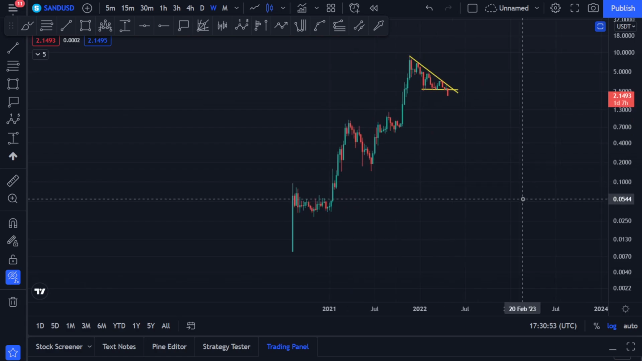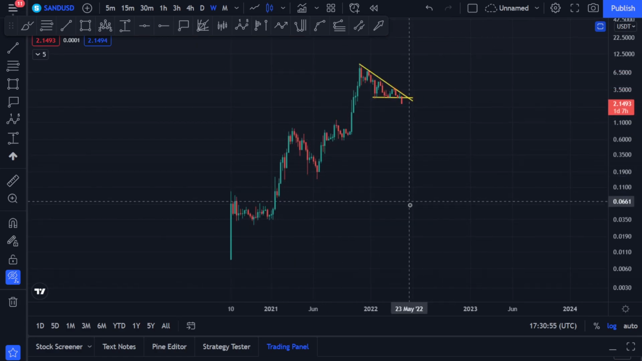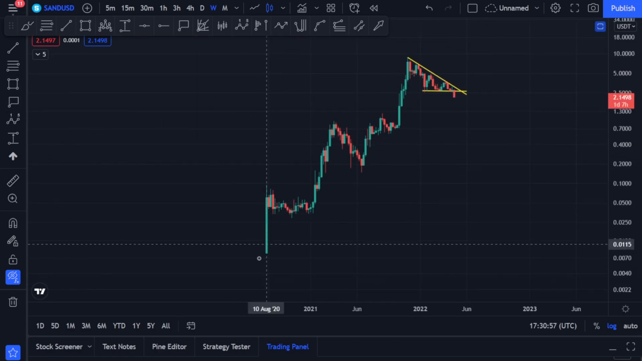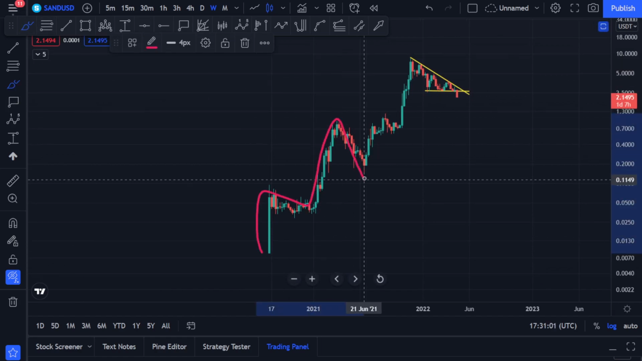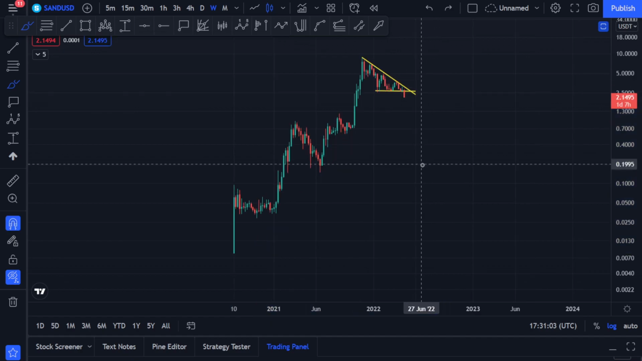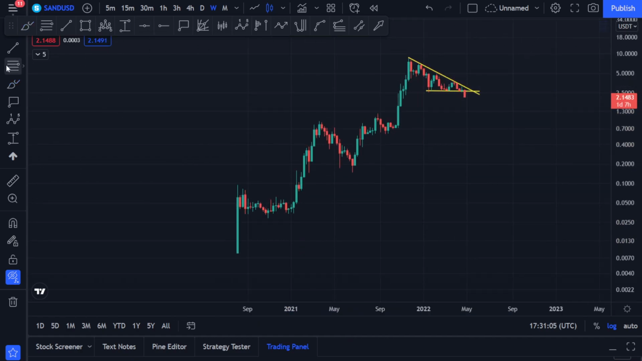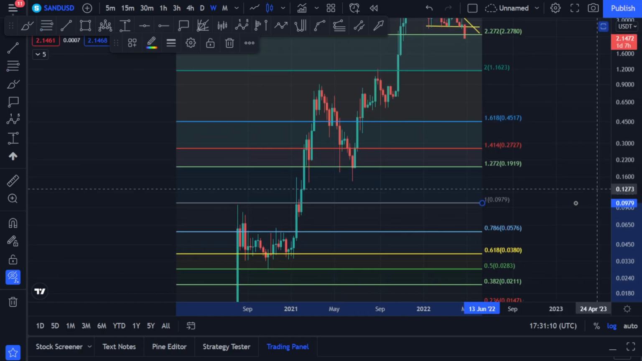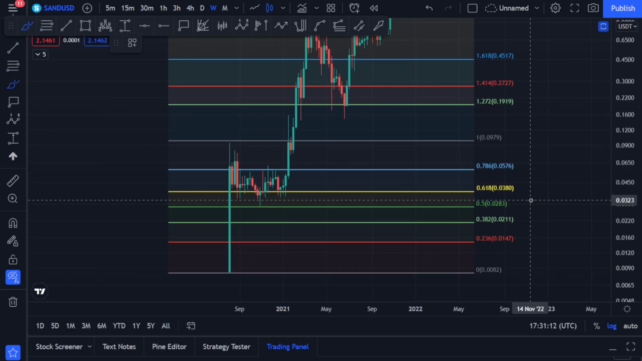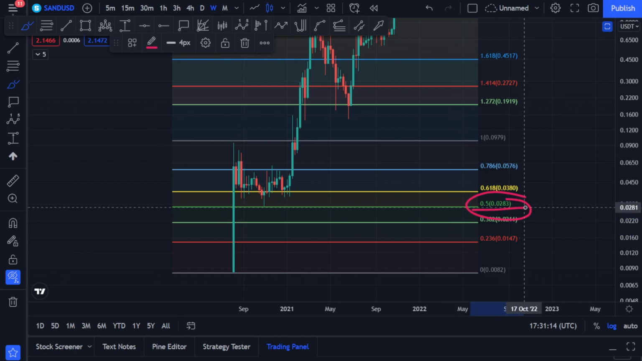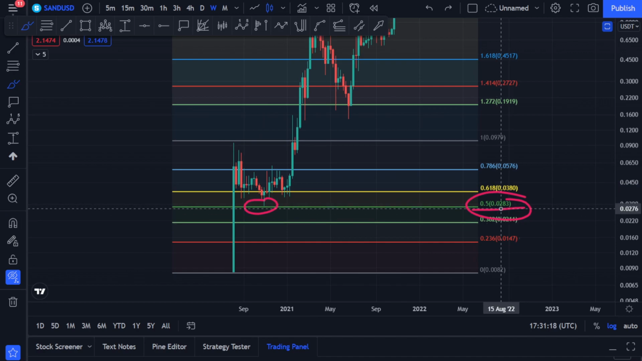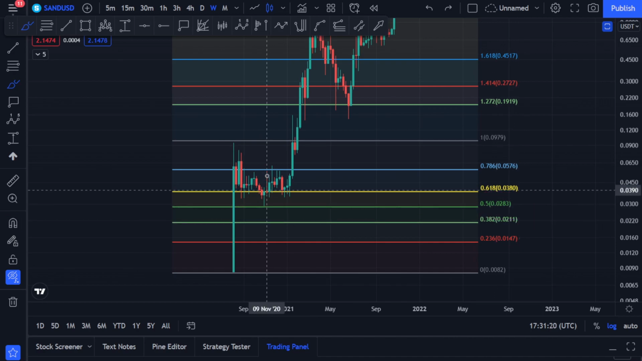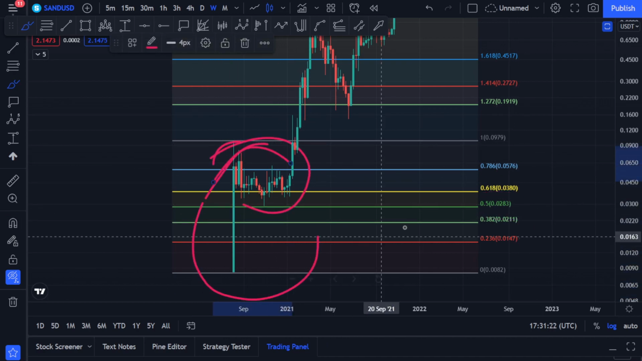But today I have something different with Sand. If you look at this pattern over here, it's like a zigzag formation. You can see 1, 2, 3, 4, like that. Now when you measure this move over here, one thing I've noticed with all these patterns is that it comes and holds support over here and then bounces up at the 0.5 Fibonacci level. This pattern over here, the whole move right over here.